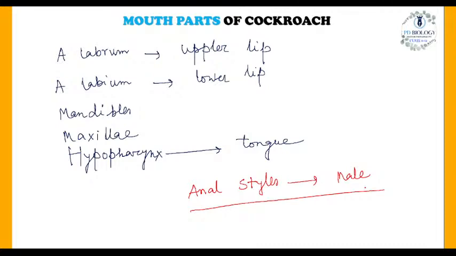So when we differentiate between male and female cockroach, the male are larger than female. Wings extend beyond the tip of abdomen. In female, wings do not extend beyond the tip of abdomen. In male, the abdomen is narrow, but in female, it is a broad abdomen.